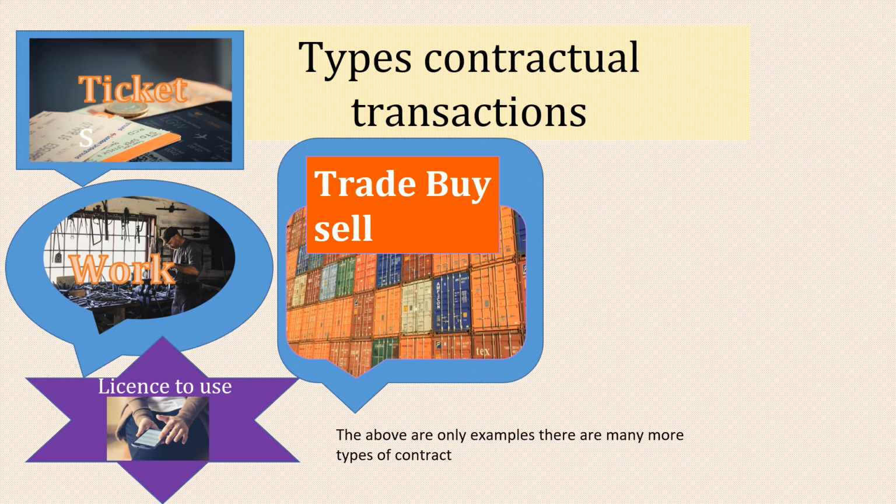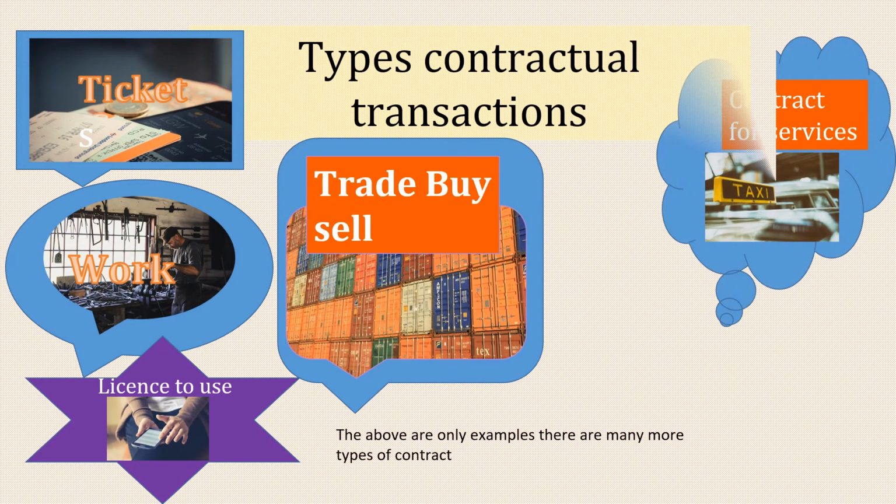Normal trade, buying and selling. These are all contracts. Contract for services, contract for legal advice, contracts for taxi delivery, contract to have your hair cut. They're all potential contracts for services. These are just some examples.